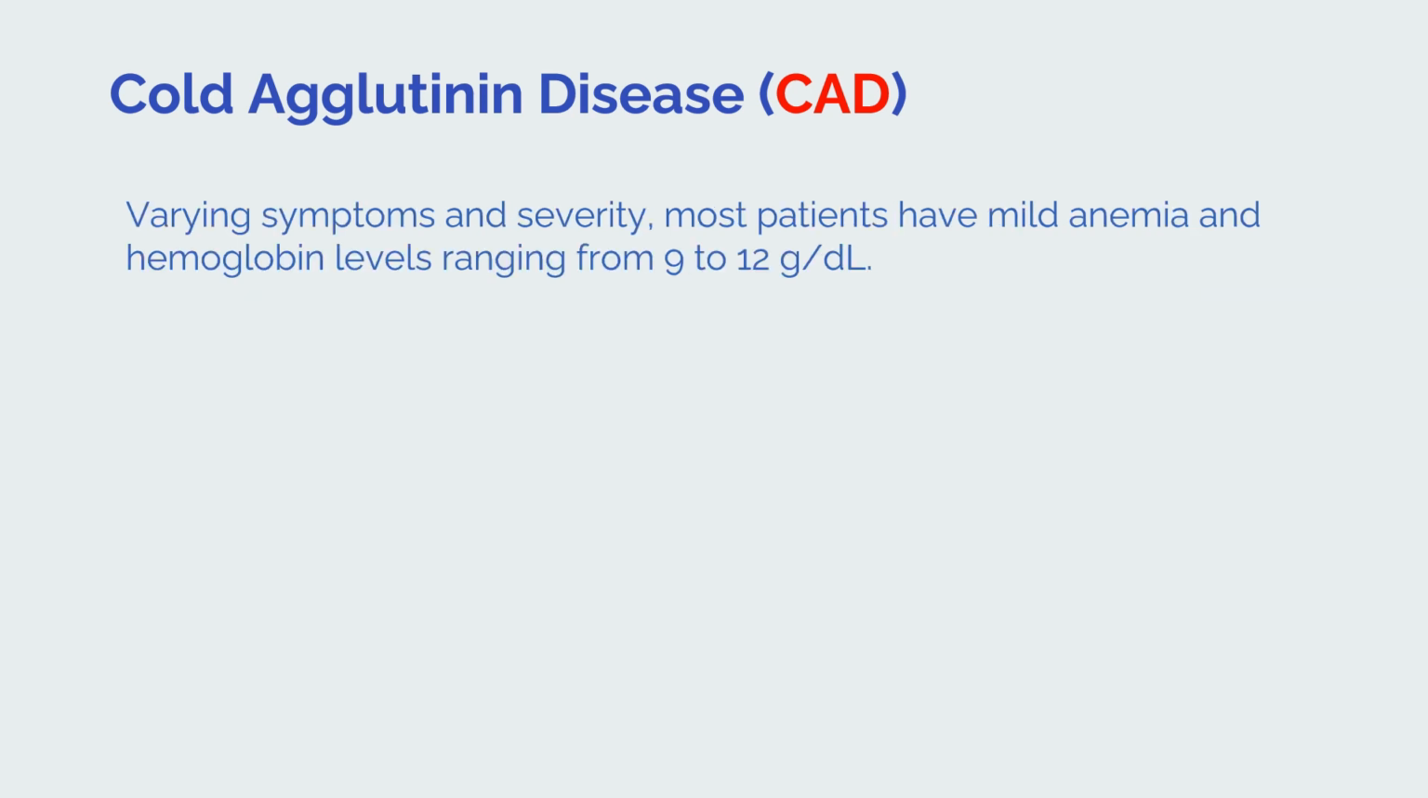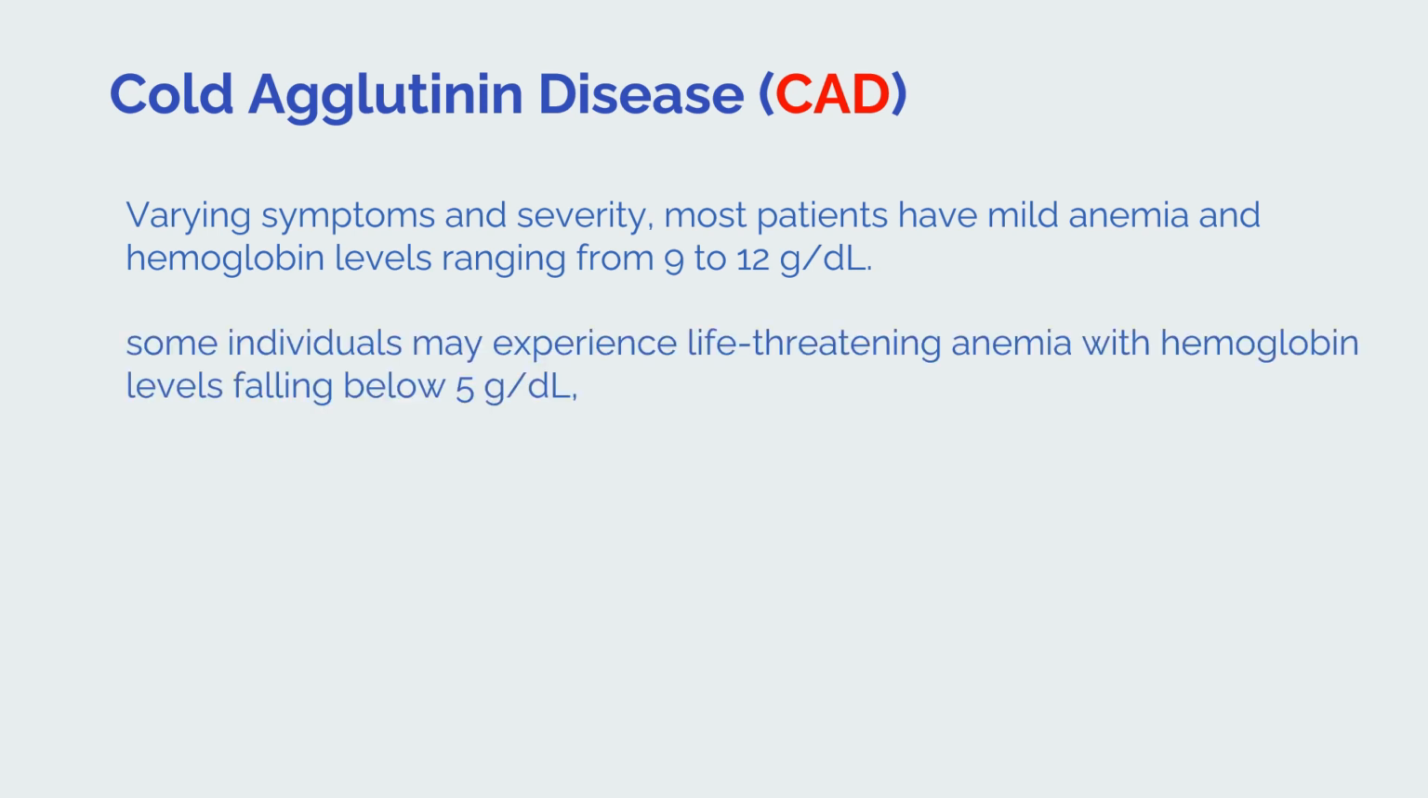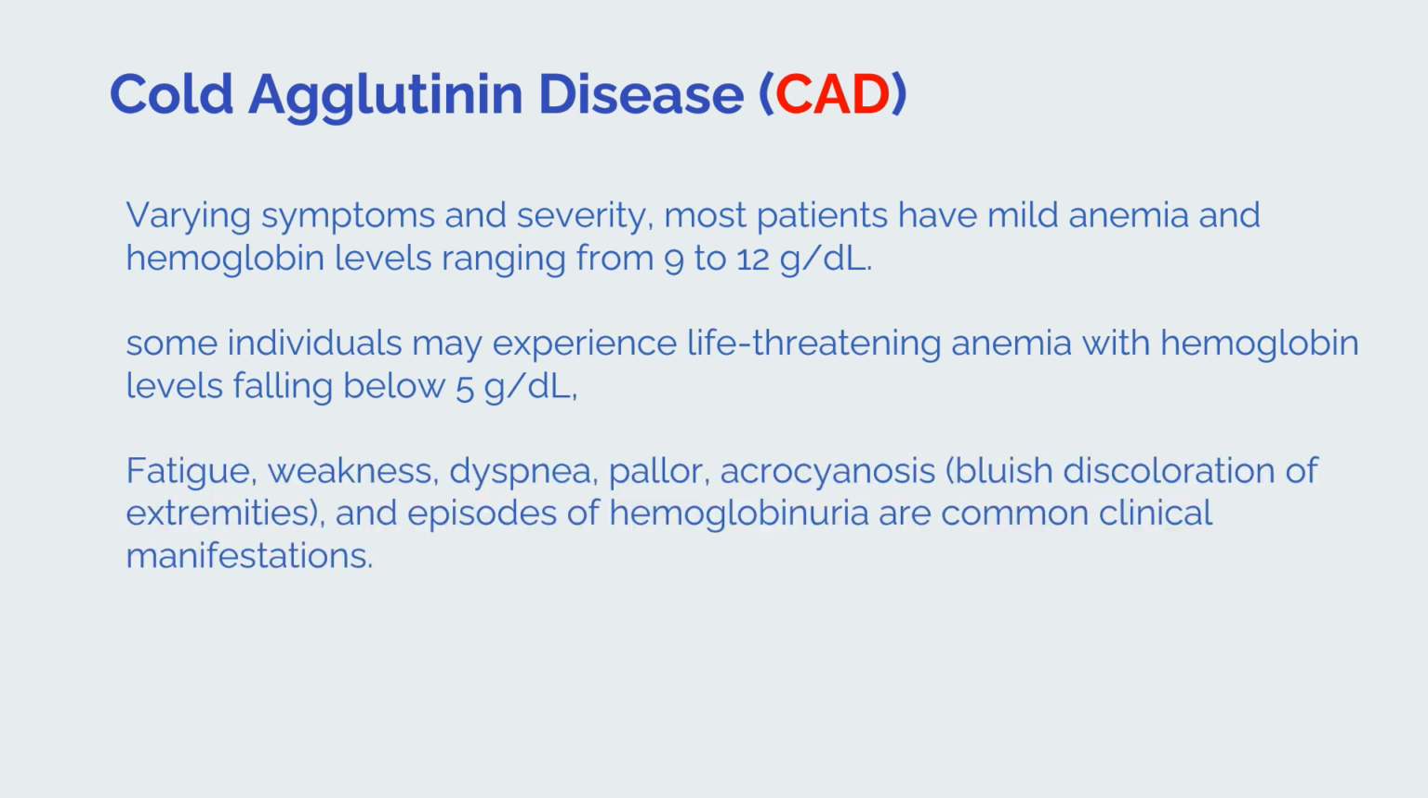The symptoms and severity of chronic CAD can vary, with most patients having mild anemia and hemoglobin levels ranging from 9 to 12 grams per deciliter. However, some individuals may experience life-threatening anemia with hemoglobin levels falling below 5 grams per deciliter, especially after exposure to cold temperatures. Fatigue, weakness, dyspnea, pallor, acrocyanosis, bluish discoloration of extremities, and episodes of hemoglobinuria are common clinical manifestations.